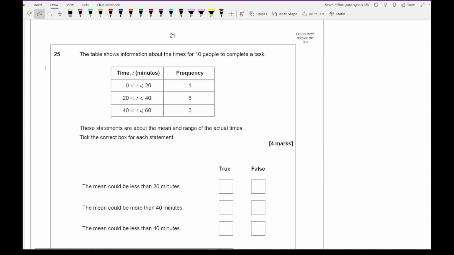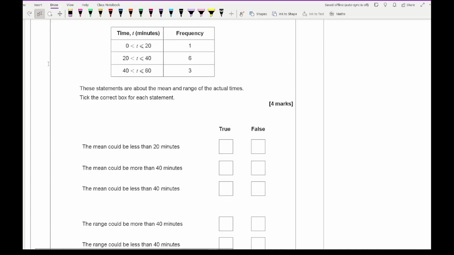Looking at question 25, it says the table shows information about times for 10 people. These statements are about the mean and range of the actual times. Tick the correct box for each statement. So for this, the first one is false, the second, third, fourth, and fifth are true.